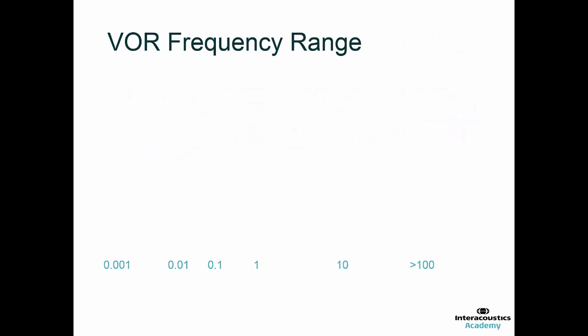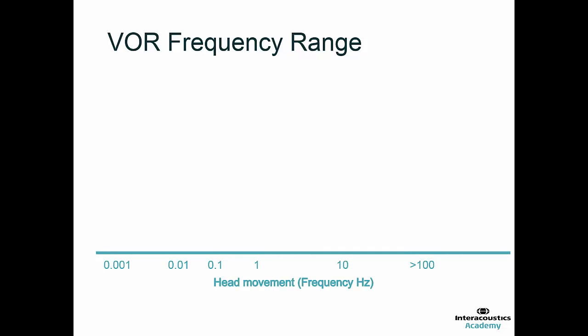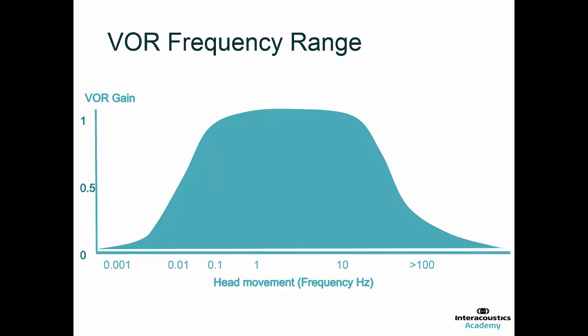So if we consider the vestibulo-ocular reflex over a range of different frequencies, then what we can see is if we have head movement or frequency along the x-axis and vestibulo-ocular reflex gain on the y-axis, as frequency increases, the vestibulo-ocular reflex gain also increases to a point where VOR movement provides equal and opposite movement of the eyes to the head, until we get to around 10 Hz, where we see the system become less sensitive and tail off.